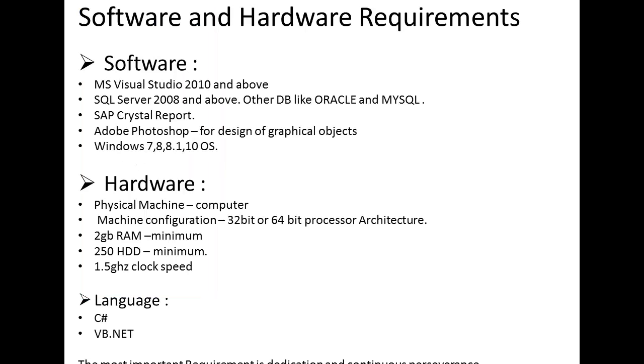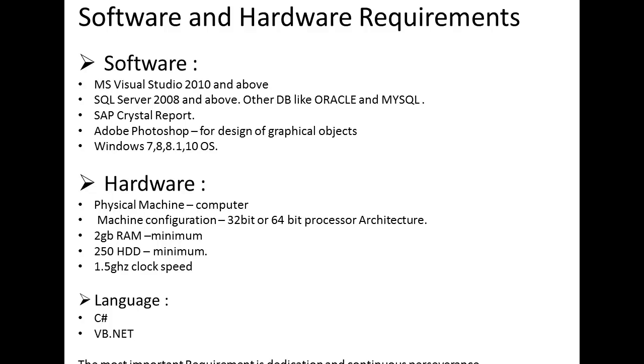So what are the hardware and software requirements to make this application? For the software requirement, you need Microsoft Visual Studio 2010 and above, or you can also use Microsoft Visual Studio 2008. For your database, you need SQL Server 2008 and above, or you can use other databases like Oracle and MySQL. For reporting, we need SQL Server reporting. And if you're interested in design, you need Adobe Photoshop for design of graphical objects. For the operating system, you need either Windows 7, Windows 8, 8.1, or 10. As we know, there's no longer support for Windows XP, so it comes under legacy software, so we're not going to use it in this tutorial. But if you still have your Windows XP, you can install the software.